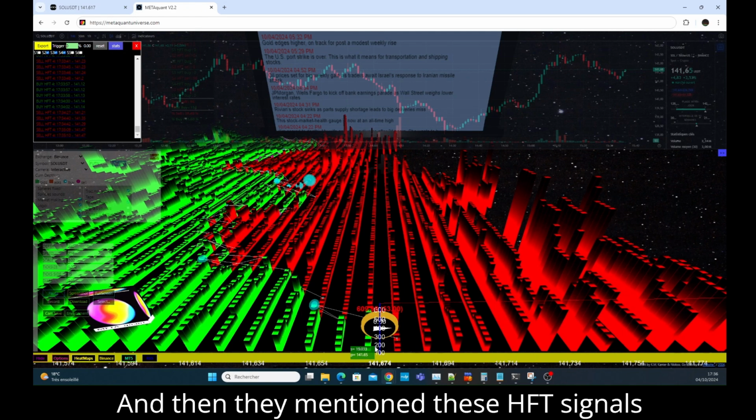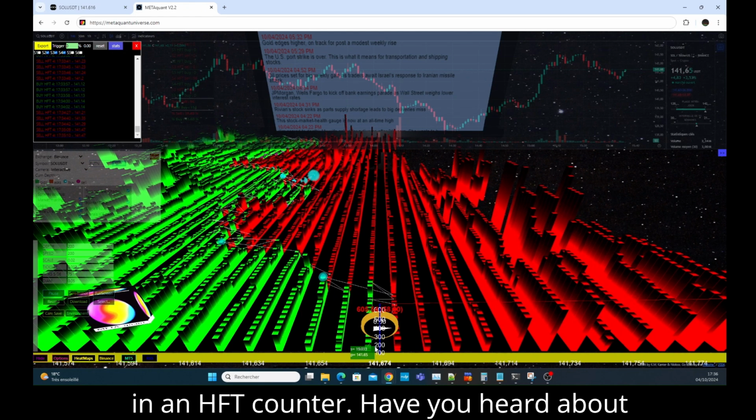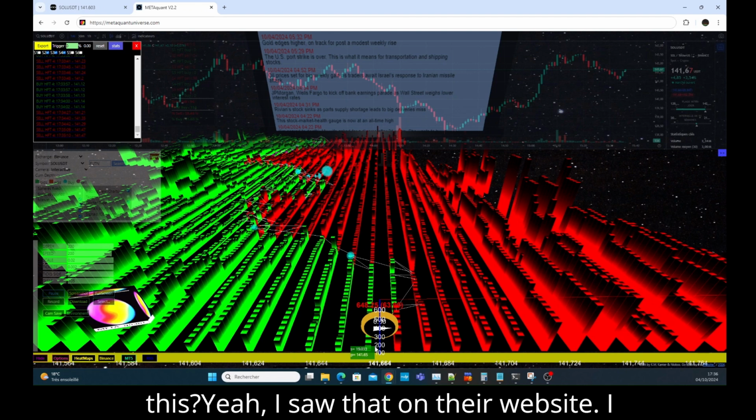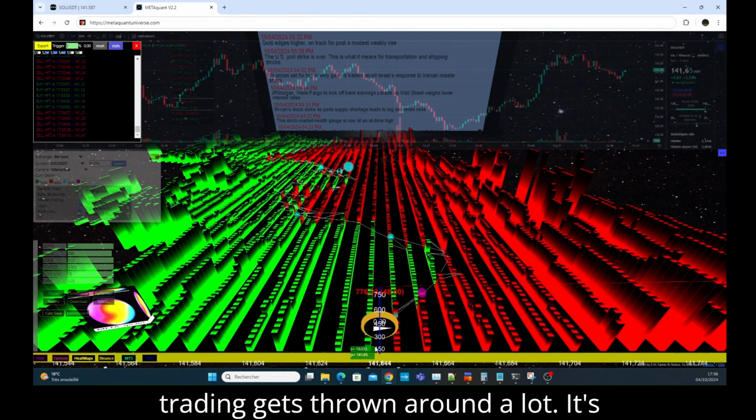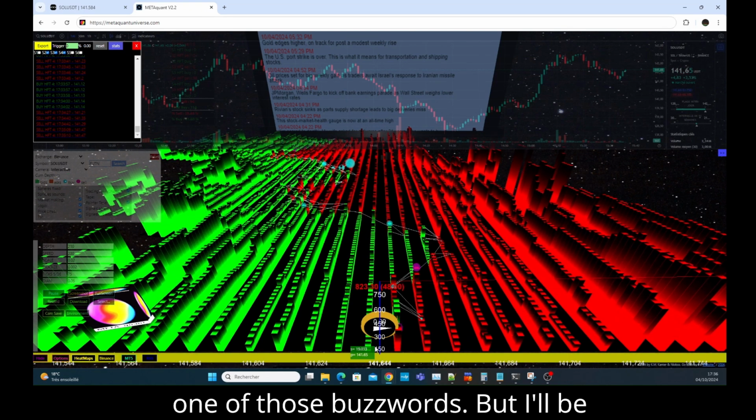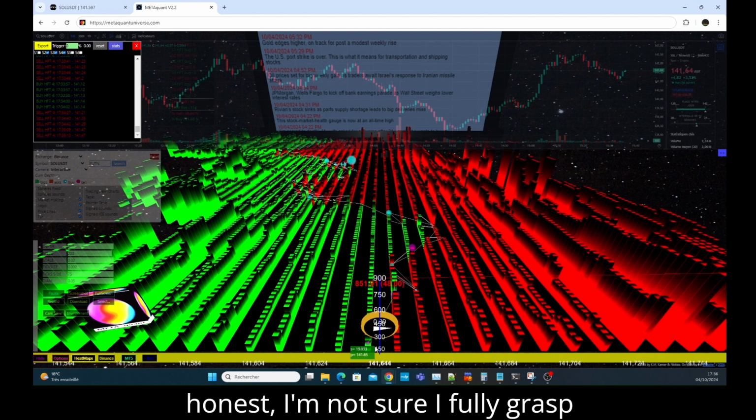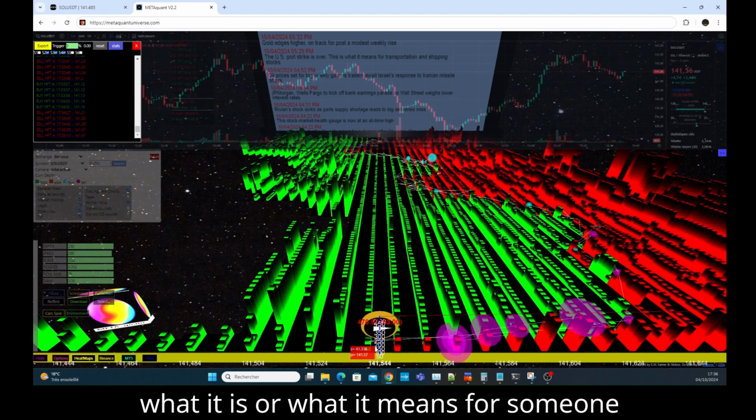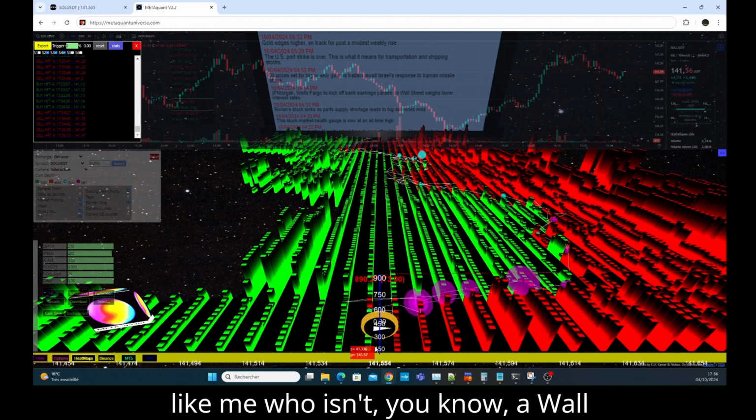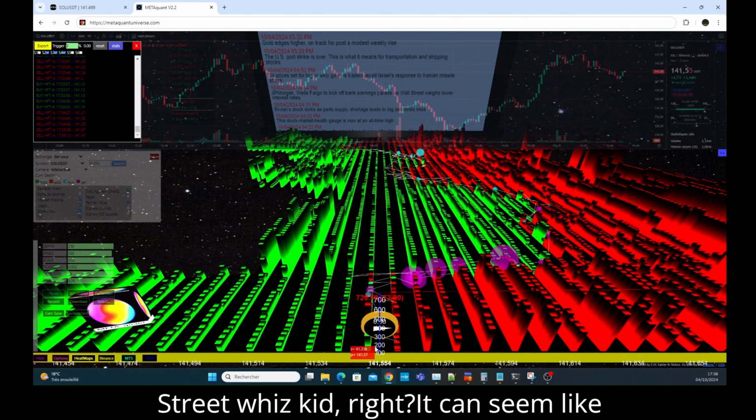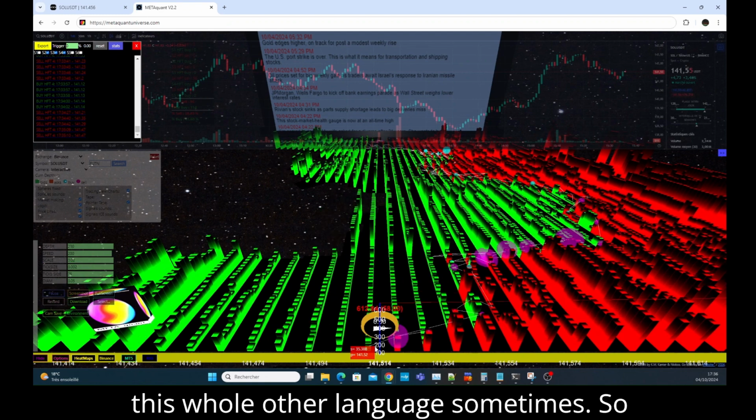Exactly. And then they mentioned these HFT signals and an HFT counter. Have you heard about this? Yeah, I saw that on their website. I know the term high-frequency trading gets thrown around a lot. It's one of those buzzwords. But I'll be honest, I'm not sure I fully grasp what it is or what it means for someone like me who isn't a Wall Street whiz kid. Right, it can seem like this whole other language sometimes. So can you break it down for us?